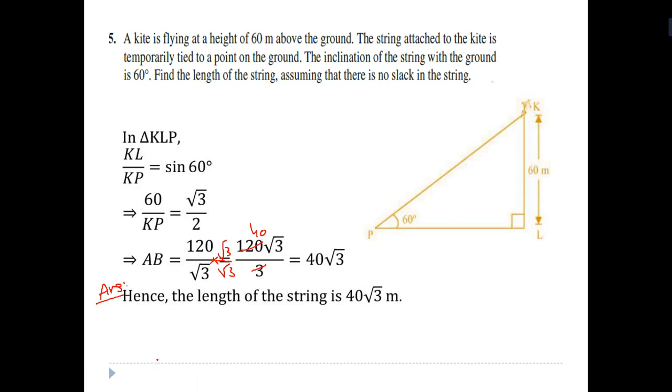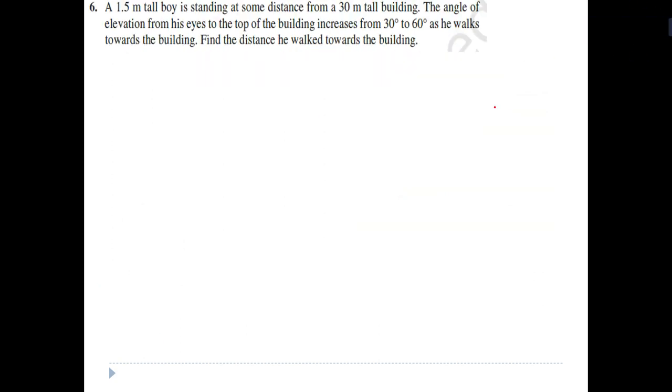Now we go for the next question. A 1.5 meter tall boy is standing at some distance from a 30 meter tall building. The angle of elevation from his eye to the top of the building increases from 30 to 60 degrees as he walks toward the building.